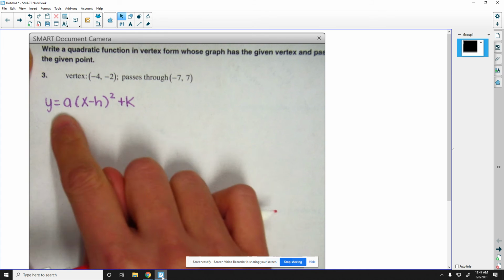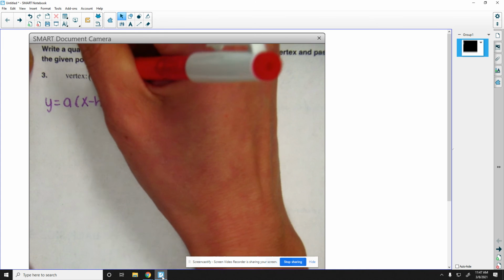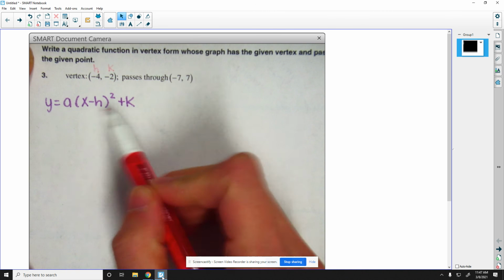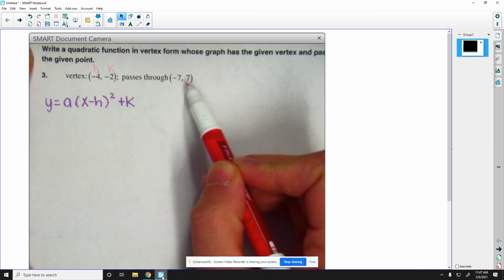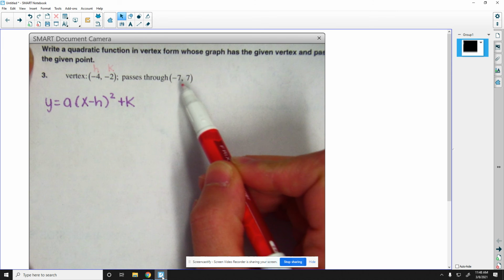I need to somehow write it in vertex form. So they give me a lot of information here. Remember, vertex is always h comma k. So I can substitute h and k for those 2 letters in my formula. If they tell me that it passes through a point, my point is always, what are the 2 letters when they give me a point?